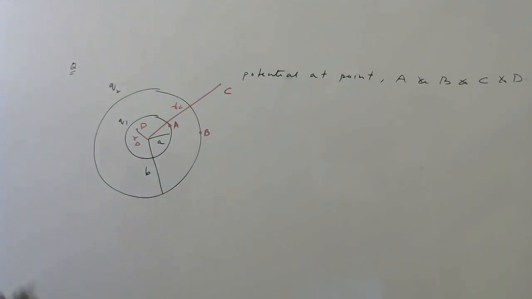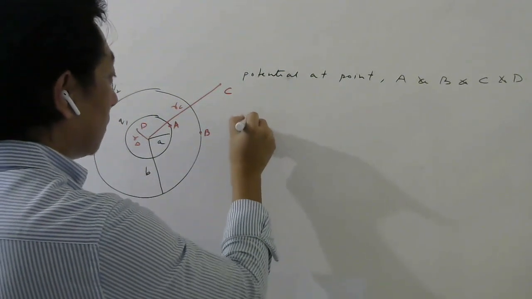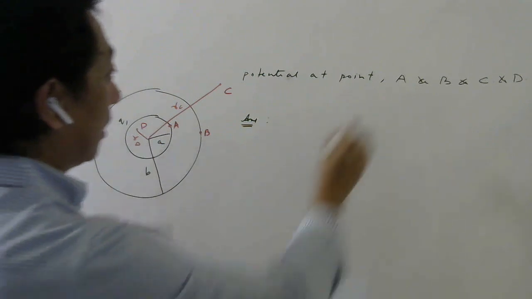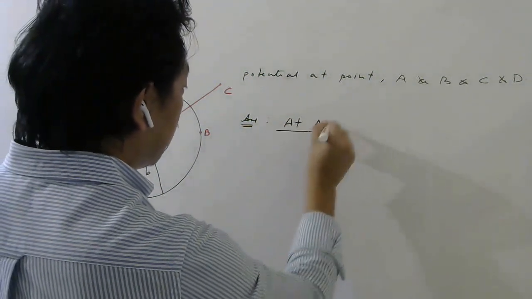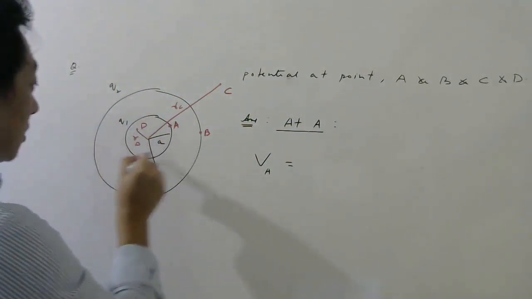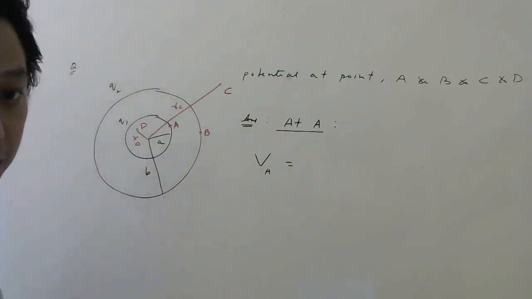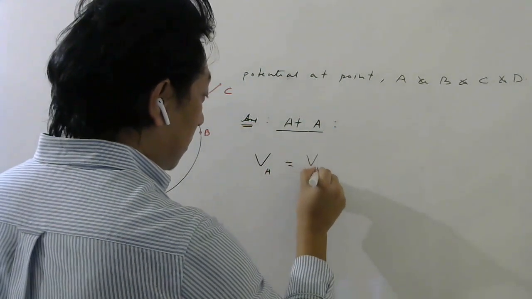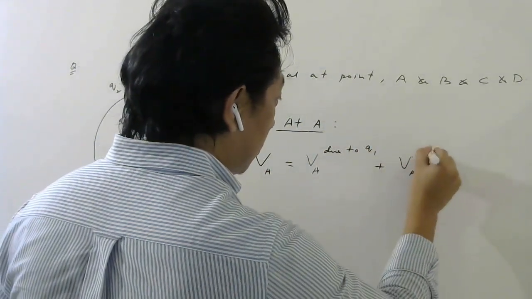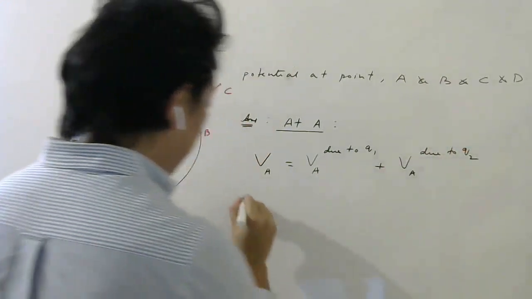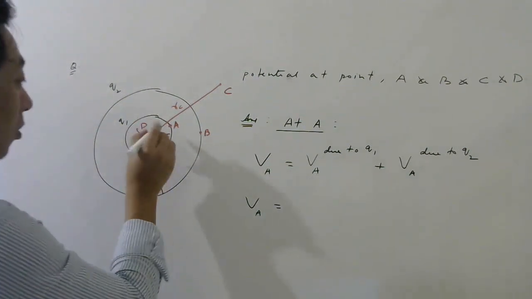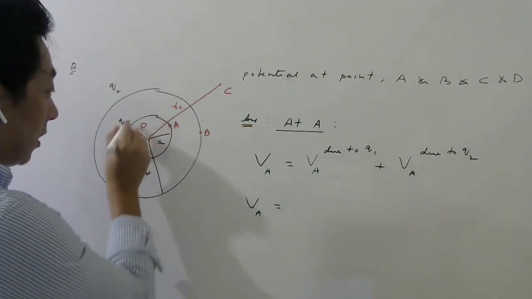So let us see carefully how to solve it. Now let us start with point A. Who will produce potential? Charges will produce potential. Where is the charge? On this shell is Q1, on this shell is Q2. So potential at A will be due to Q1 plus potential at A due to Q2. Now look carefully. Potential at A due to Q1: where is A? For this sphere, A is on the surface.